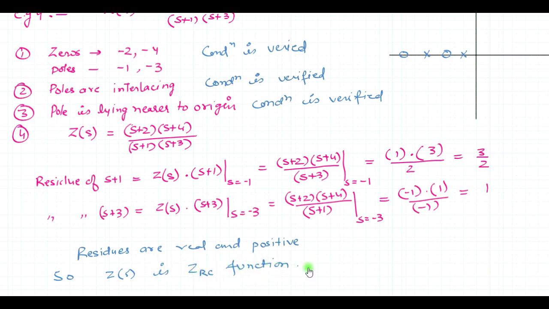So ZS is a ZRC function and it can be realized using R and C.